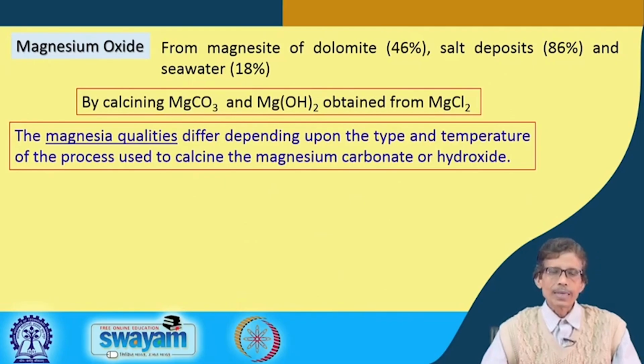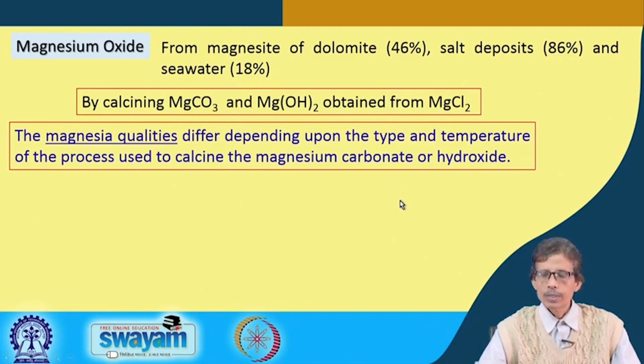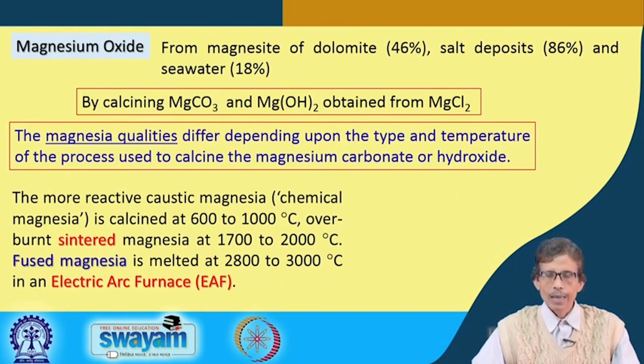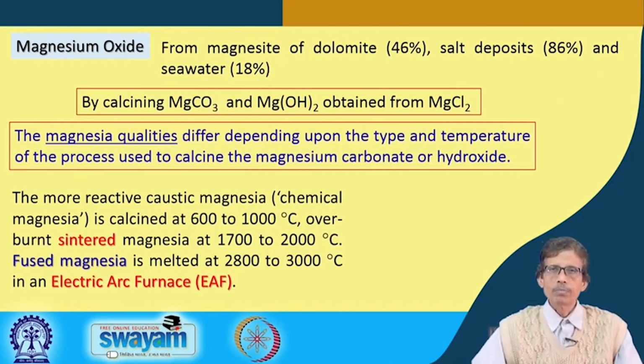So, the quality of that magnesia can depend upon the temperature of the process where we go for calcination, and on the magnesium carbonate or hydroxide we are utilizing for that process. So, you can have the more reactive caustic magnesia. That caustic magnesia is the chemical magnesia, and it is heated or burned at a temperature of 600 to 1000 degrees centigrade. So, this is one category, the low temperature burn process of making magnesia. Then we get another one which is beyond 1000.